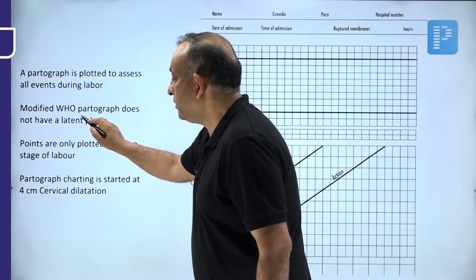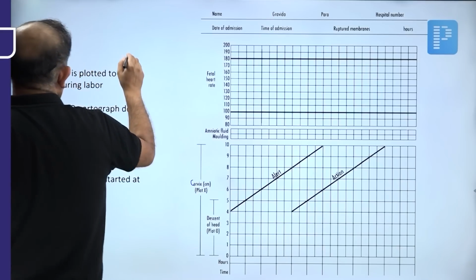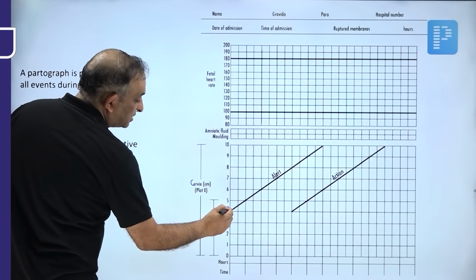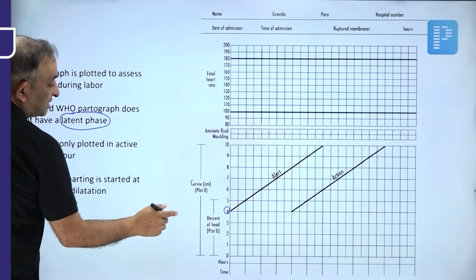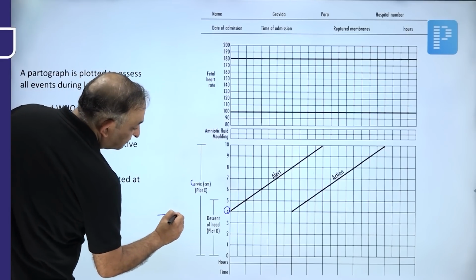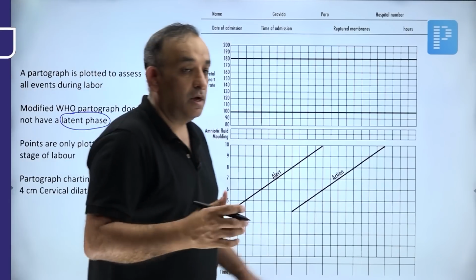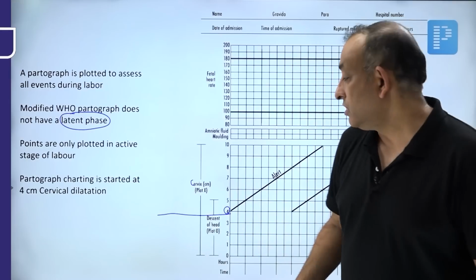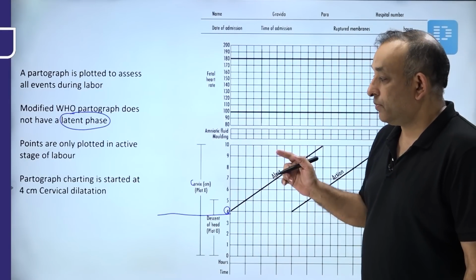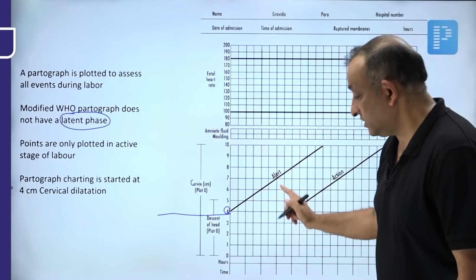The WHO modified partogram does not have a latent phase in it anymore. So if you see earlier, this graph which you're seeing, from 4 centimeters, you see an alert line. So this is the modified WHO partogram. Earlier, there used to be a latent phase like this, and then an active phase. So latent phase can be up to 8 hours. So the partogram used to get very stretched. So nowadays we don't have the latent phase, we only have the active phase of labor. Then points are plotted only in the active phase of labor. Partogram is started at 4 centimeters.